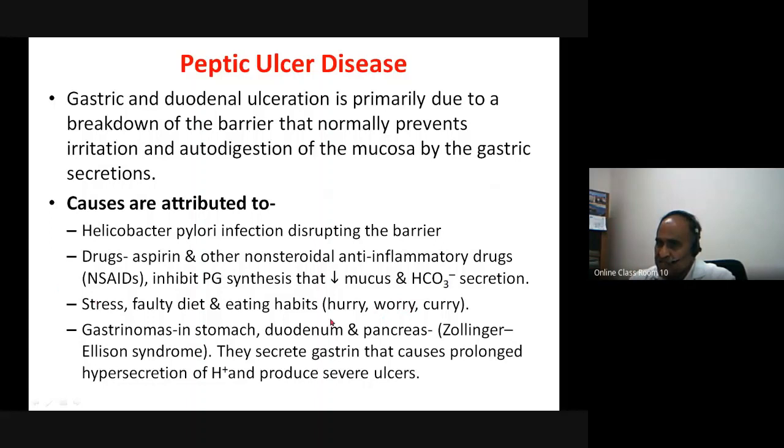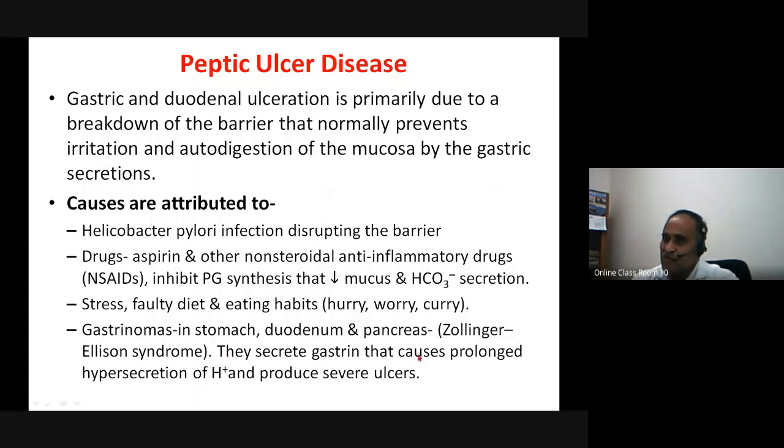Worry is about the stress, and hurry is that you are eating the diet fast, so suddenly you are gulping the food. And the curry is the composition of the food, which is more spicy, and that would increase the acid secretion. So now I've talked about gastrinomas.